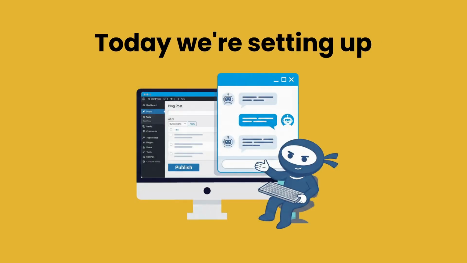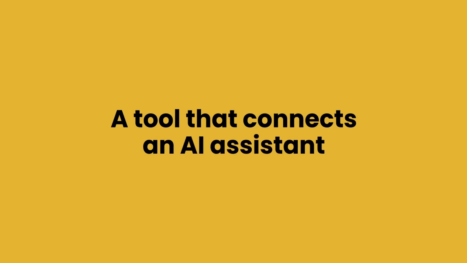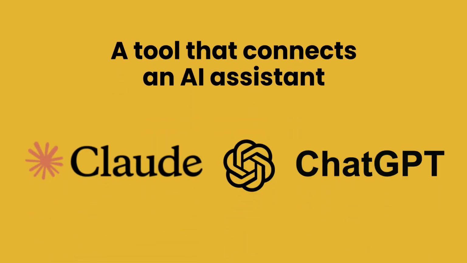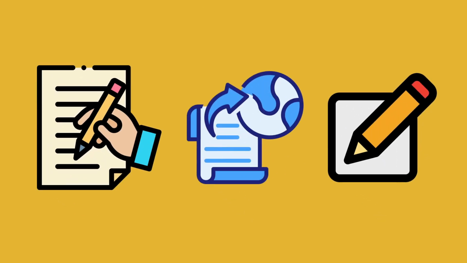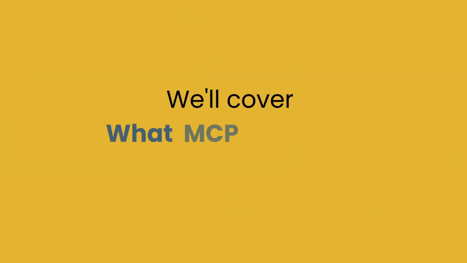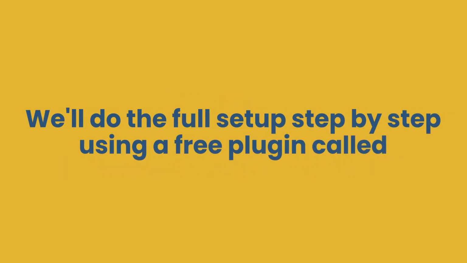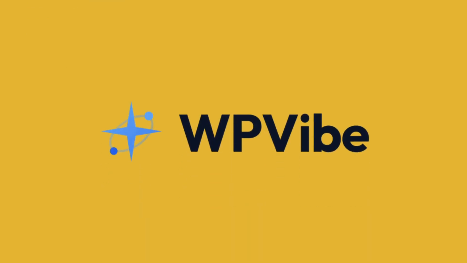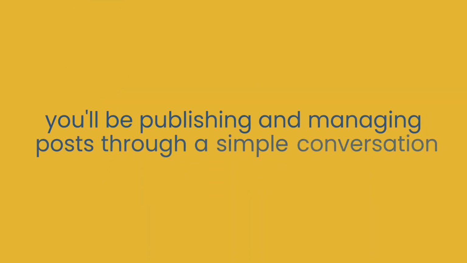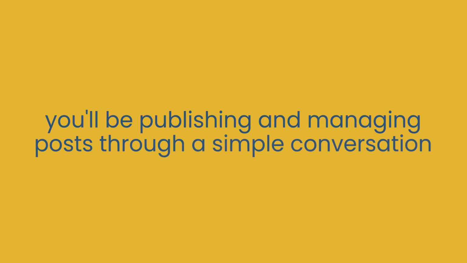Today we're setting up a WordPress MCP plugin, a tool that connects an AI assistant like Claude or ChatGPT directly to your site so you can write, publish, and edit content just by asking. We'll cover what MCP actually is, why it's safer than it sounds, and then we'll do the full setup step by step using a free plugin called WPVibe. By the end, you'll be publishing and managing posts through a simple conversation.